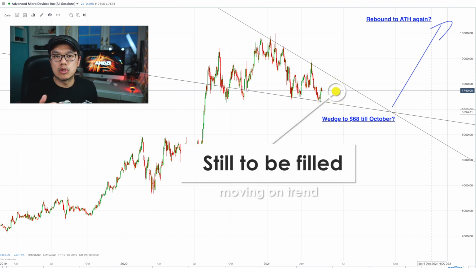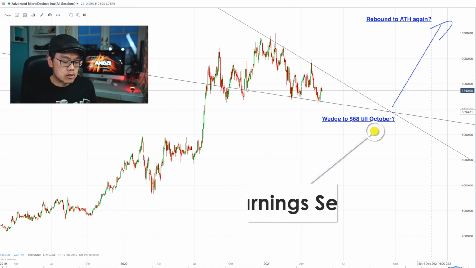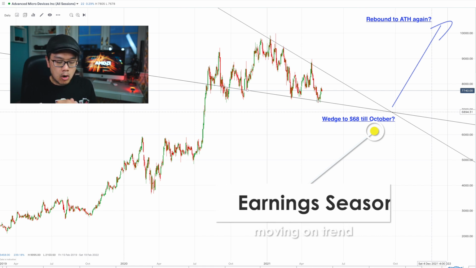Potentially investors are trying to push it all the way down, paying attention to other stocks, taking profit out of it, and then eventually when it coincides with the Q3 earnings, Q2 earnings, it might bounce back up again. So this is where we are. Just look at the wedge. The wedge is coming down all the way to $68, round about the beginning or end of October. That's where we're coming from.